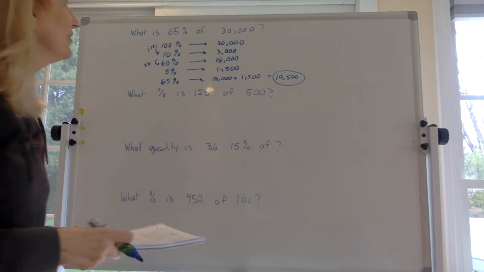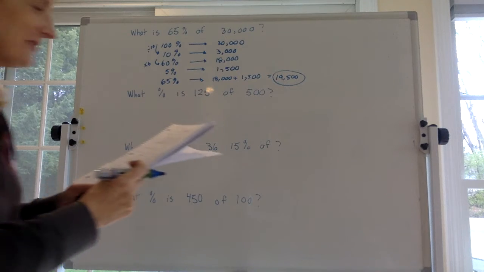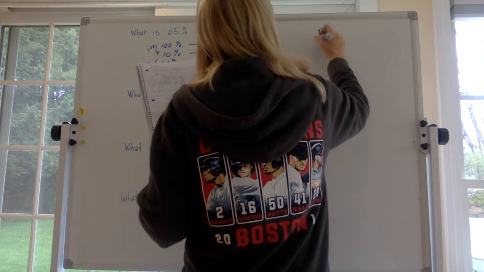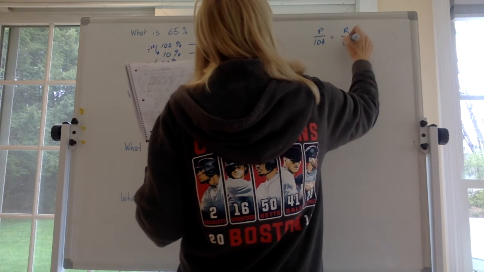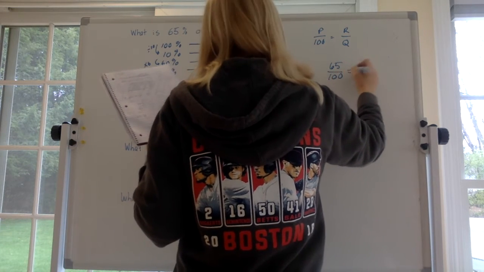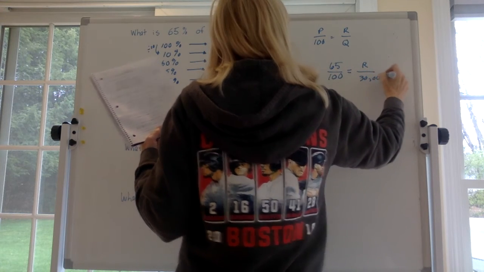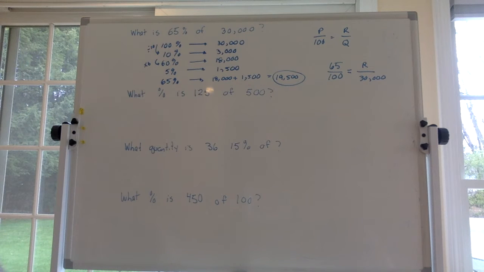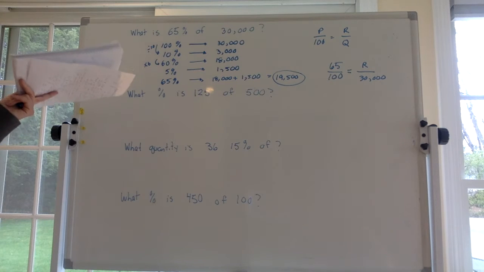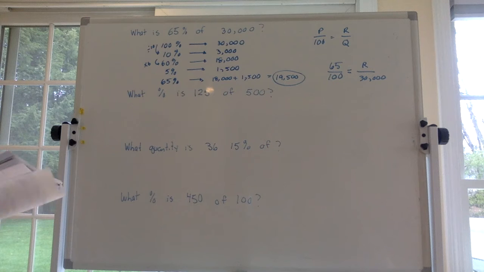I mean, you also could have just used the percent equation. Remember that? P over 100 equals R over Q. And you could have just put 65 over 100 equals, we don't know the result, over 30,000. You could have done that as an alternative, but I want you to do it in a table for this case, all right? And it's pretty cool because we didn't even use a calculator. If you think about it, we really did it all off the top of our heads. That's pretty cool. So what about the second one?